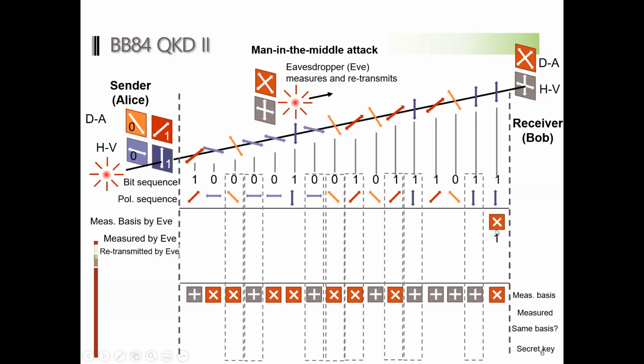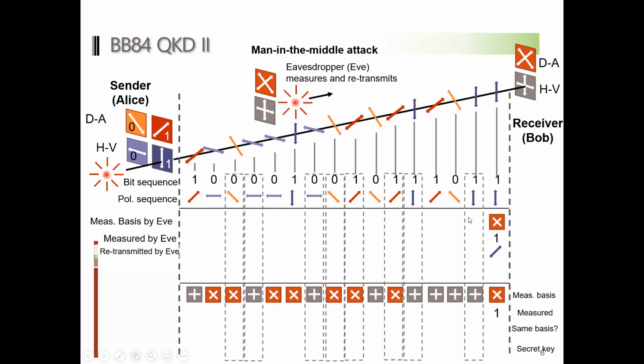However, once Eve received one, based on this information, what Eve can do is that she will probably choose this diagonal basis, diagonal vector, because that's what she measured with this basis. And because Eve wants to hide her existence, she will just retransmit this photon with this polarization. And when Bob receives it, Bob will probably measure one.